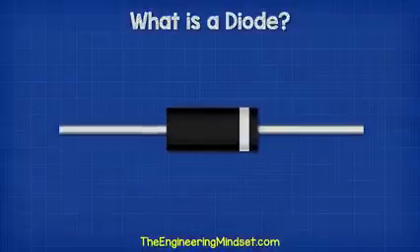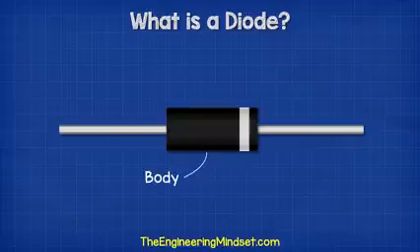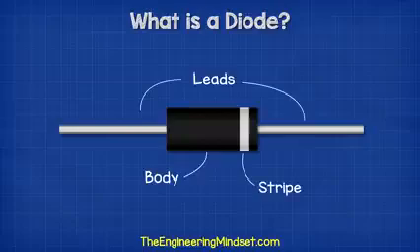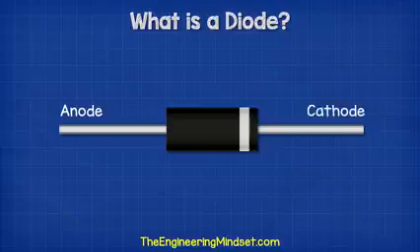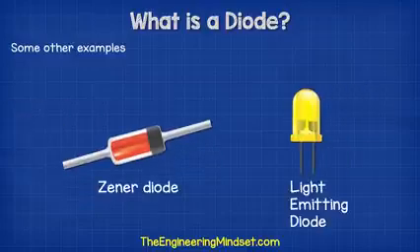A diode looks something like this, and it comes in different sizes. They typically have a black cylindrical body that has a stripe at one end as well as some leads coming out to allow us to connect it into a circuit. This end is known as the anode and this end is the cathode, but we're going to see what that means later on in this video. You can also get other forms such as a Zener diode or an LED, which is a light emitting diode, but we're not going to cover those in this video.